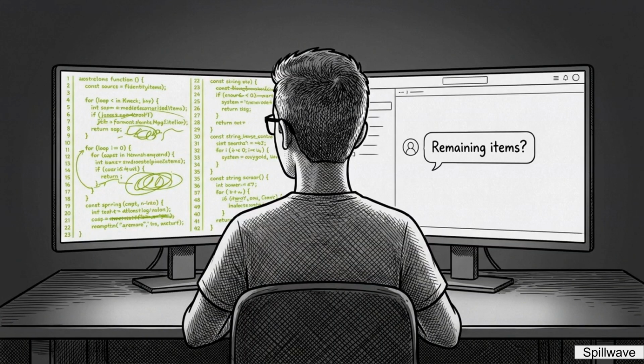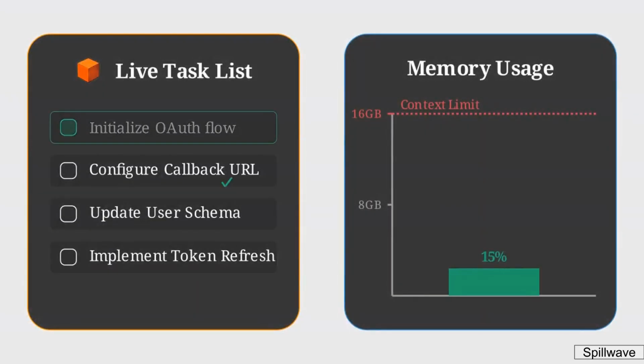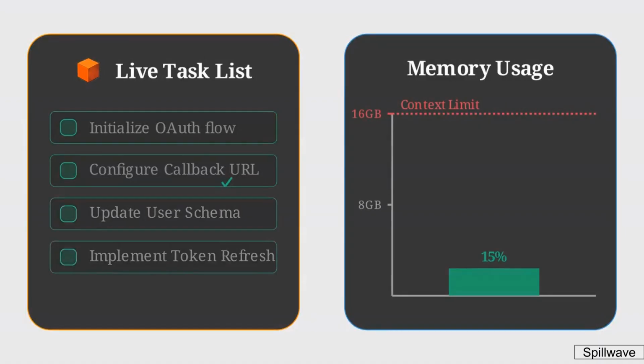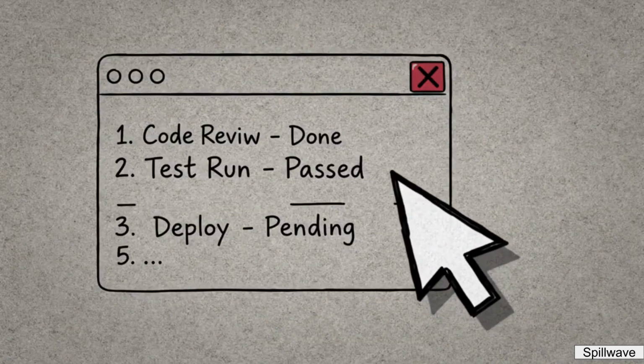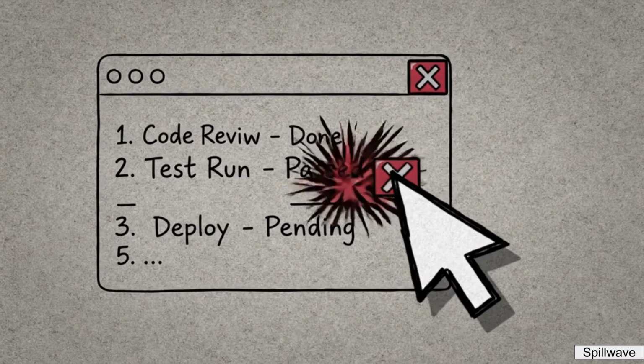To check the hidden state of the build, you query the agent in plain English. You simply ask, what is left on the task list? The live task list guarantees the agent maintains perfect short-term memory of its progress, operating without burning through your context limits. The live task list is highly efficient, but it is entirely ephemeral. It evaporates the second you close the terminal or clear the session.